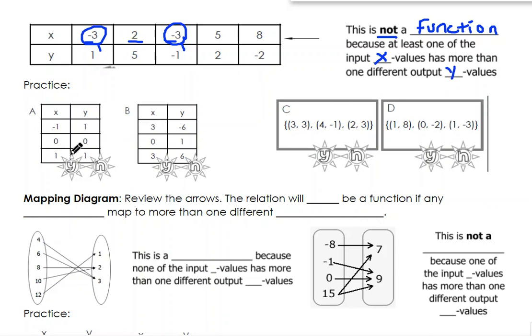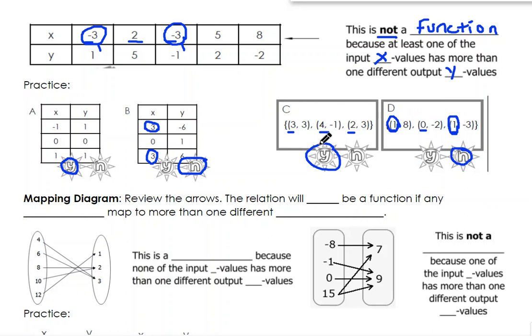Doesn't work. So let's look at practice A here. -1, 0, 1. All my x's are different. Function, yeah. Let's see B, 3, 0, 3. Oh no, 3 and 3 repeat. When they repeat, not a function. All right, let's look at this one over here. Ordered pairs again. 3, 4, 2, all different. Function. Let's look at this one on the right. 1, 0, 1. 1 repeats. Oh no. If an x value repeats, it cannot be a function. 1 can't be paired with 8 and -3 at the same time. Not a function. Doesn't work.